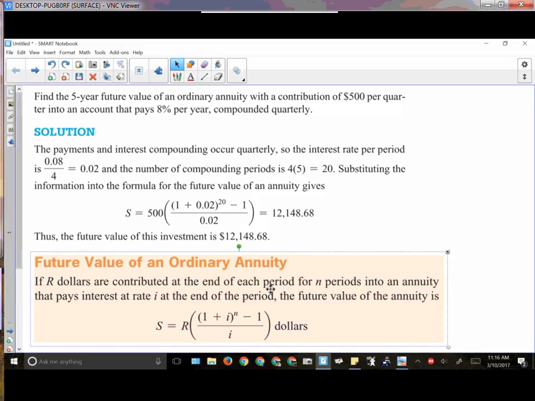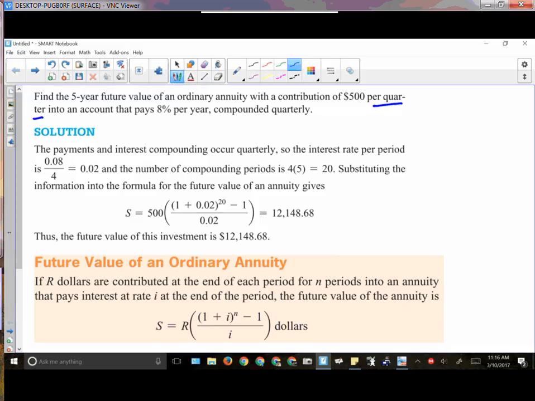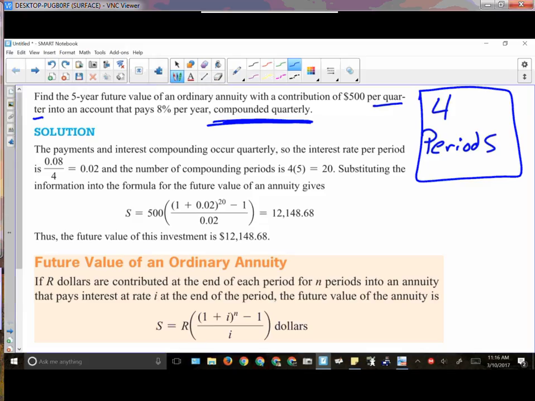Okay, so I've got all the information sitting in front of me now. It says find the 5-year future value with an ordinary annuity of a contribution of $500 per quarter, into an account that pays 8% per year, compounded quarterly. If we are doing this per quarter, how many times are we putting this in? 4. So this is going to be 4 periods. That's the first thing we need to do. So we've got that reinforcement that we're dealing with 4 periods again.